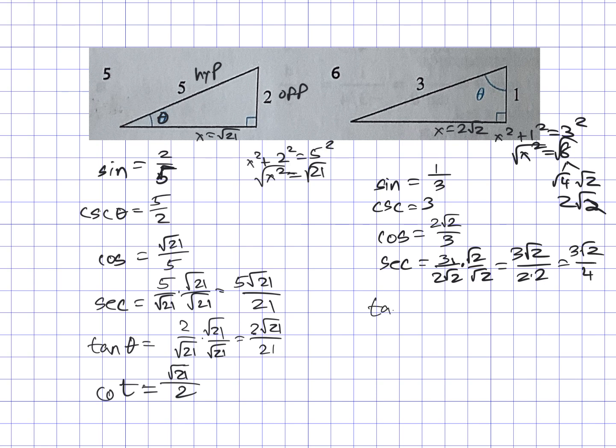And then the tangent is going to be opposite over adjacent. So again, multiply by the radical. And you get the square root of 2 over 2 times 2, or the square root of 2 over 4. And the cotangent is the reciprocal of the first, which is just going to be 2 square root of 2.